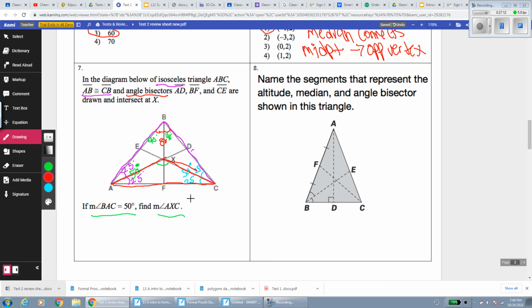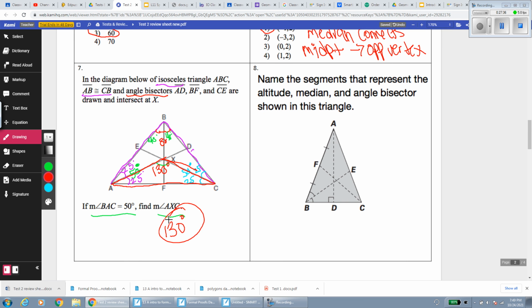So in this triangle, we already figured out that two of its angles are 25 degrees. 25 plus 25 is 50. The third angle must be whatever 180 minus 50 degrees is, which is 130 degrees. And that's the angle that we were looking for, angle AXC. So I'm going to write here 130 degrees.